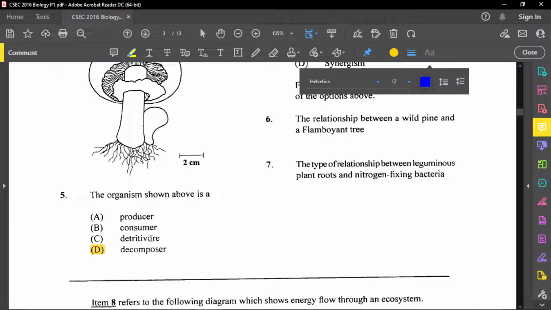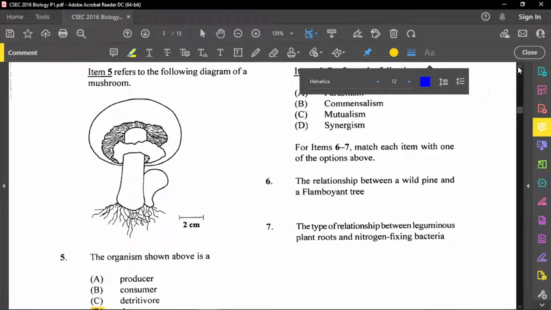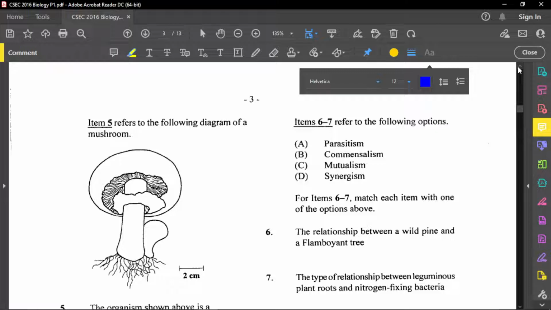They behave in some ways like detritivores because they can absorb dead materials like dead leaves and dead animals and so on. They can absorb the nutrients from them, but they are primarily decomposers. Just to mention that, and that's why decomposer is the best answer. So choosing C is not bad, but D is better.